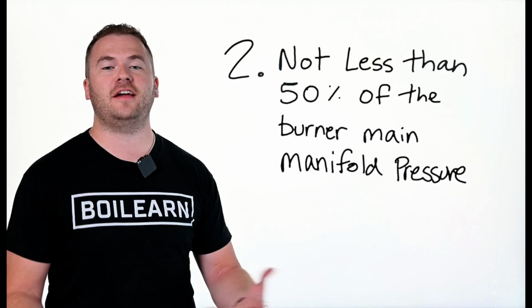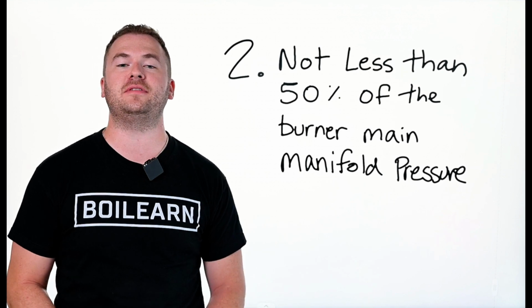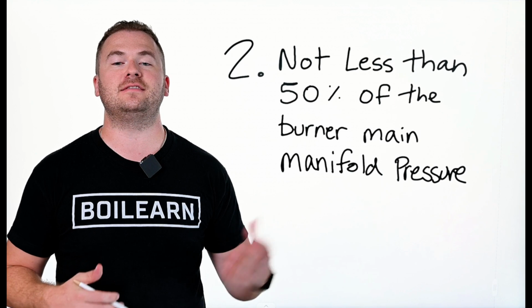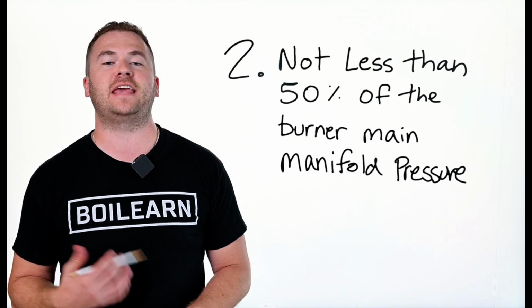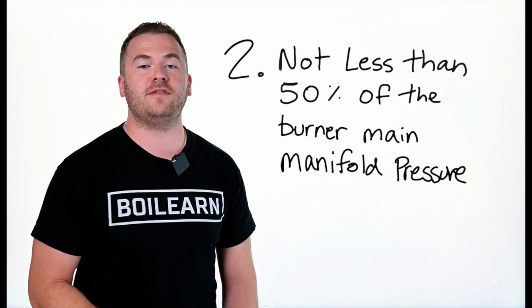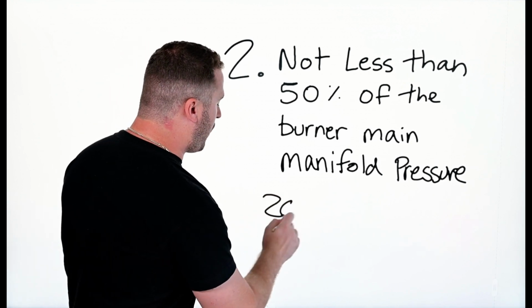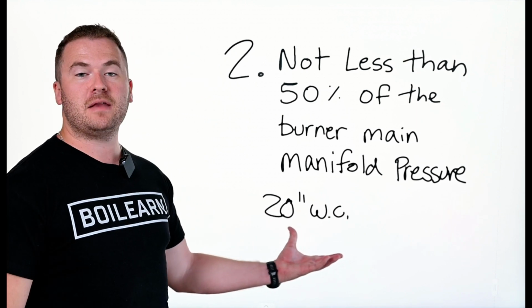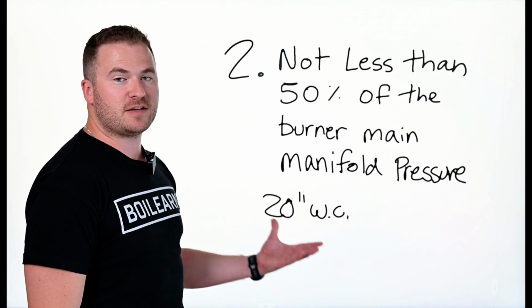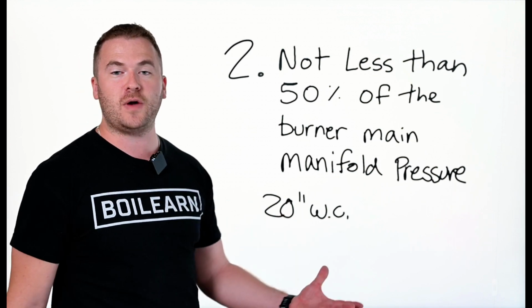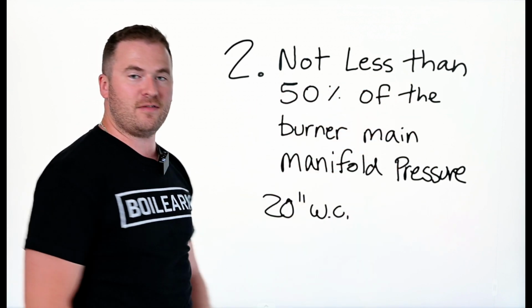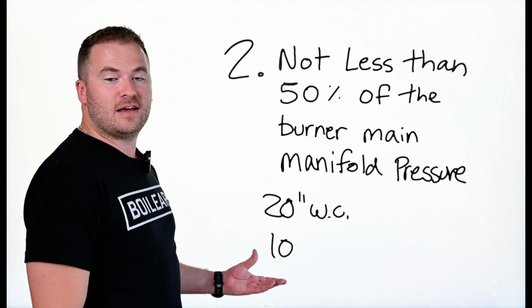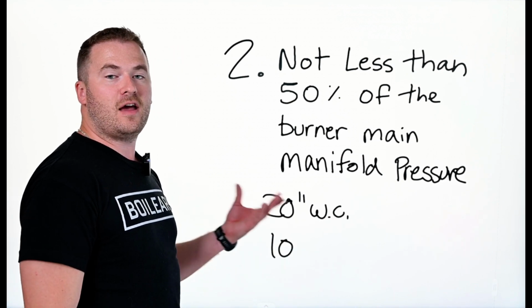Criteria 2. The second criteria would be not less than 50% of the burner's main manifold pressure. The main manifold pressure is the gas supplied to the inlet of the gas train of the burner. So if the burner manufacturer specifies 20 inches of water column to be the minimum incoming main manifold pressure, or minimum incoming gas pressure, then our low gas pressure switch would not be less than 50% of it. So our minimum setting for the switch would be 10, because 10 is 50% of 20.